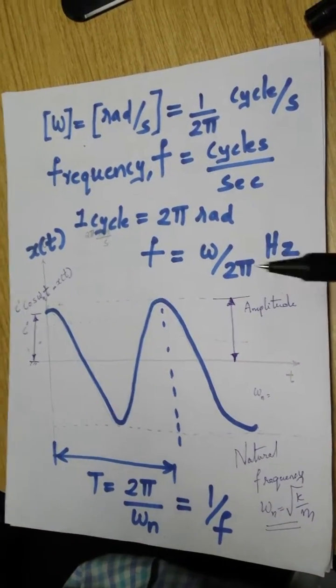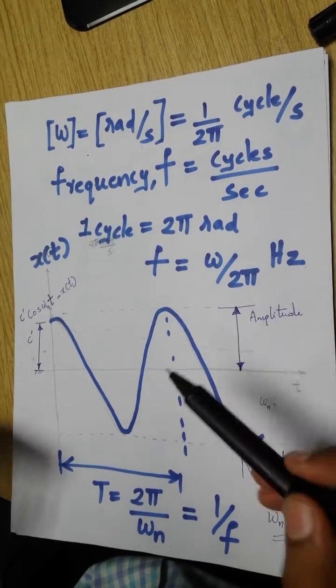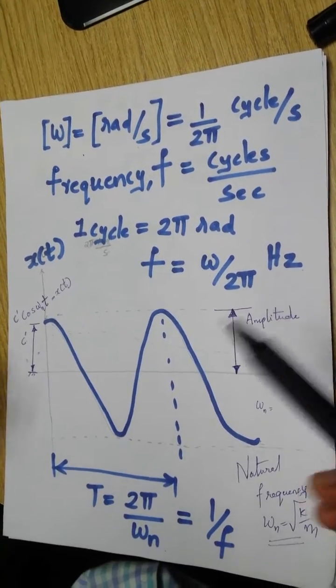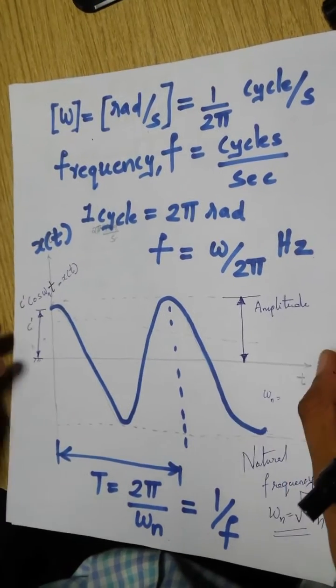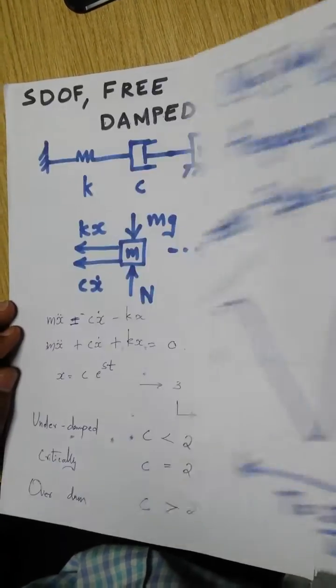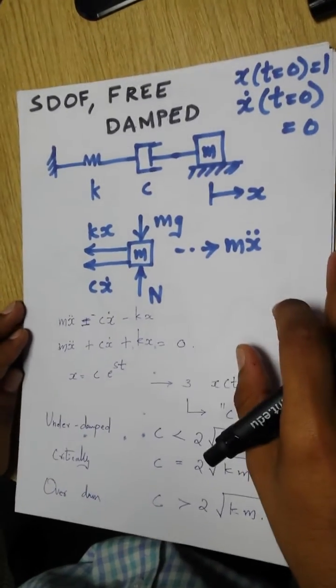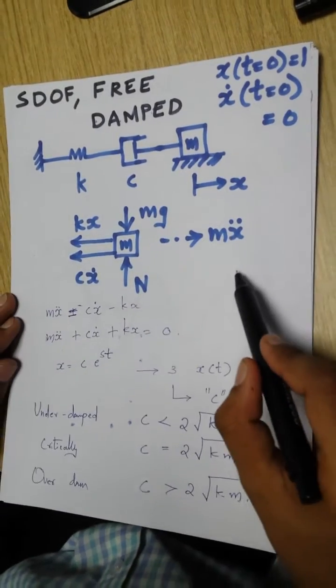Back to the course. So, in a single degree of freedom undamped system, we observed that the amplitude remains constant. That means the energy is not getting dissipated, because there was no damper in the system. Now, let's analyze a single degree of freedom free damped vibration system.